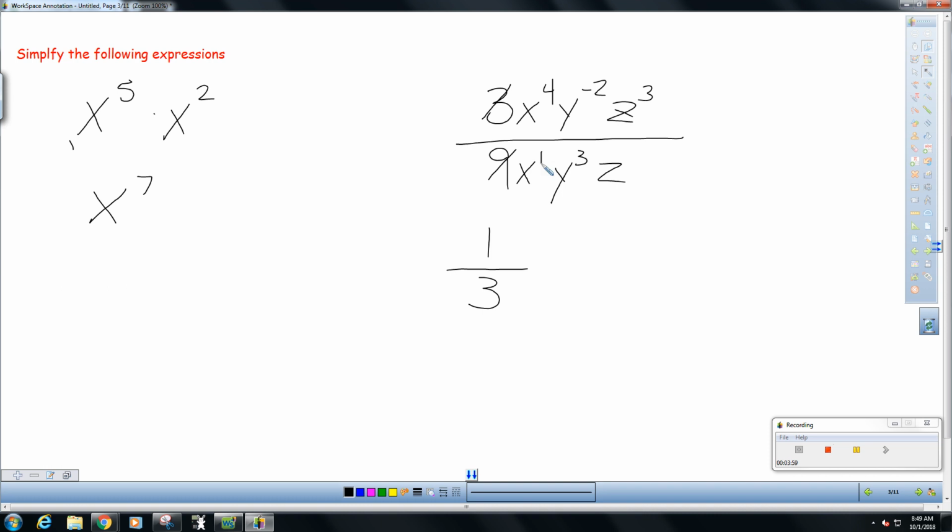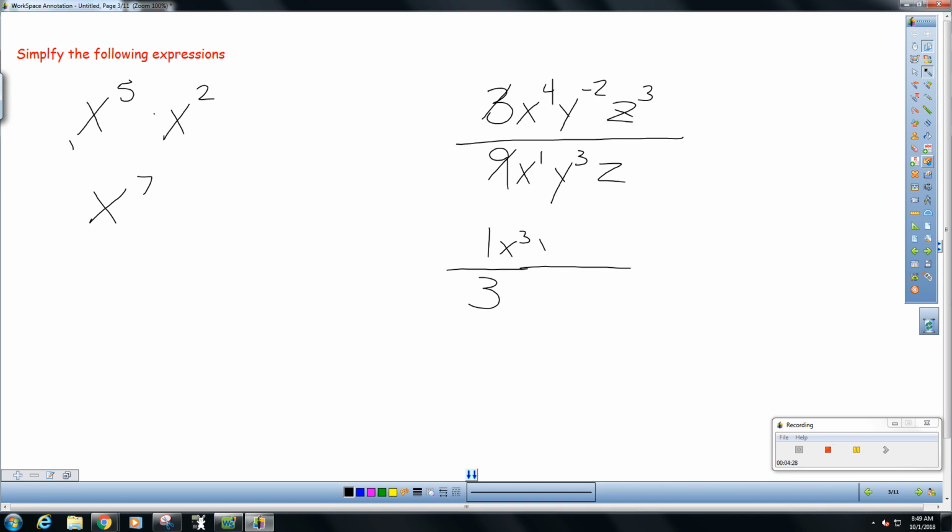X to the 4th over x to the 1st is? So we have an x to the 3rd on top. And then you do negative 2 minus 3. And what's negative 2 minus 3? Negative 5. So we can write y to the negative 5th on top, but that's not really preferred in math. So then what we do because of the rule is write y to the positive 5th.